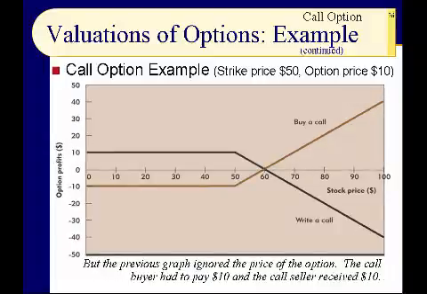Remember, the option had a price, technically called the option premium. Let's say the option was selling for $10. Well, right off the bat, right from the beginning, the call buyer is out $10. So if the option never gets exercised, the call buyer has lost $10, and the call seller has made $10. So right from the beginning, the call buyer is down the price, the option premium, the price of the option, and the call seller is up that amount.